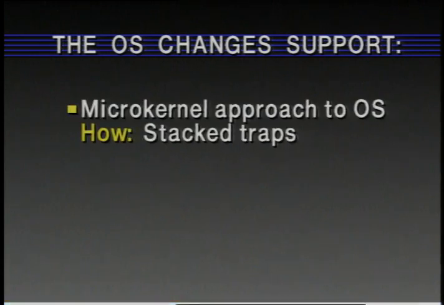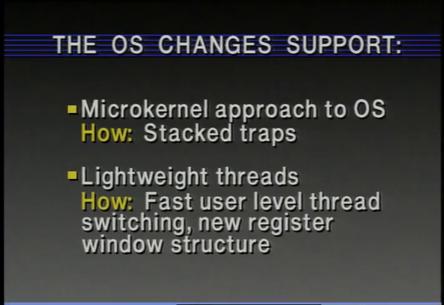Let me talk about some particular ways we've tried to support operating systems in version 9. One of the things we wanted to do is to support the microkernel style approach to operating systems better. One example of how we're doing this is through the introduction of stack traps. This allows us to layer the software. For example, the principle of a microkernel is that you can layer software in various regions, and we don't have to worry about taking traps from one particular region into another. That's now allowed. We provided support for lightweight threads. The way we've done this is provide very fast user-level thread switching. This is done primarily through the new register window structure.